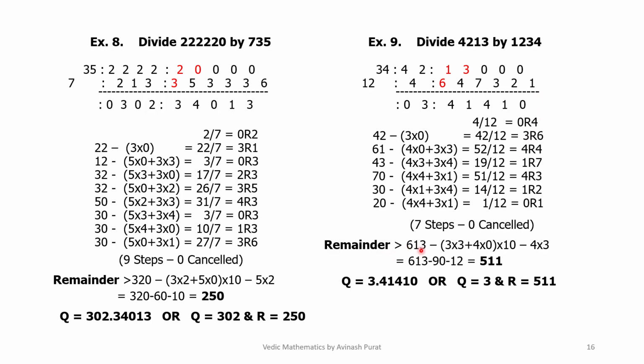So remainder is 613 minus 3 into 3 plus 4 into 0 multiplied by 10 minus 4 into 3. So remainder becomes 613 minus 90, 9 into 0, 9 into 10, minus 12 equal to 511. So quotient becomes 3.41410, or quotient is 3 and remainder is 511.